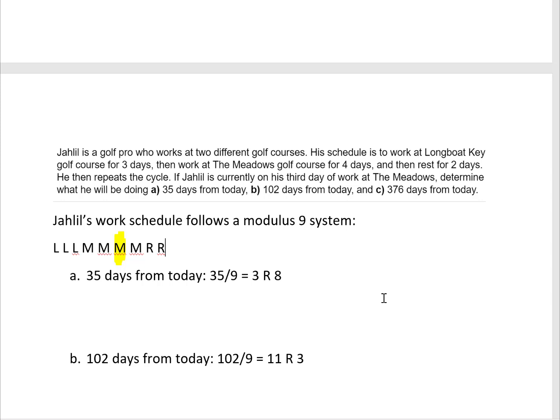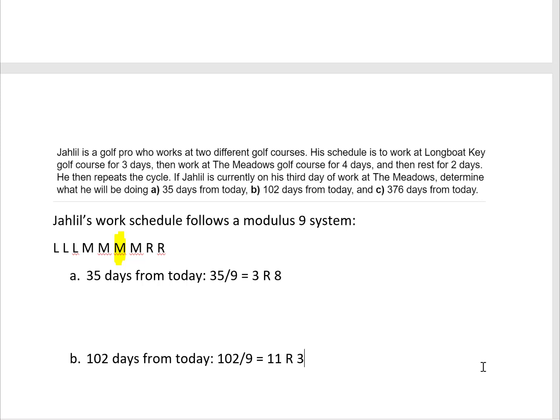376 days from today. So his work schedule is actually a modulus 9 system. So he's at Longboat Key for 3 days, the Meadows for 4, that gives me 7, and then 2 days of rest. So I've written it out here so you can see what his schedule looks like. And I highlighted where he is right now. He's on the 3rd day of working at the Meadows.